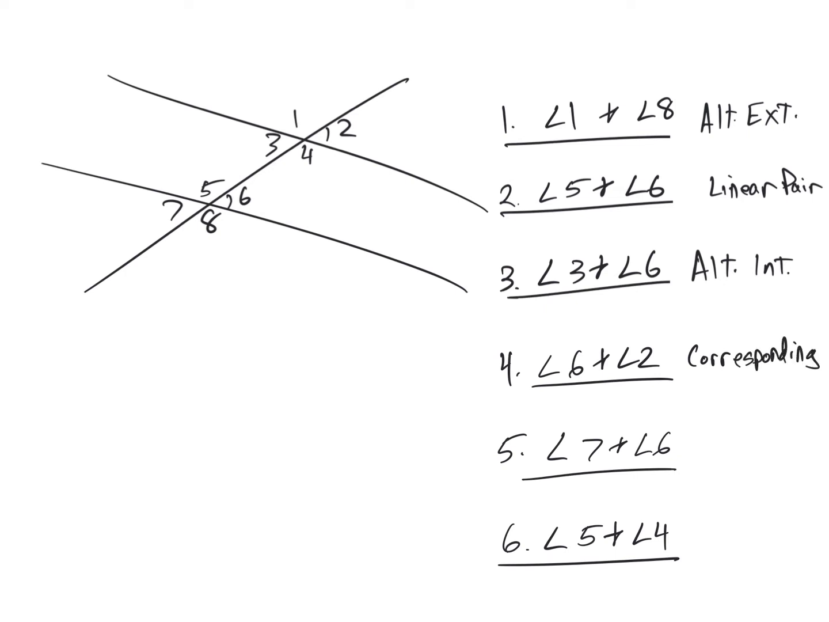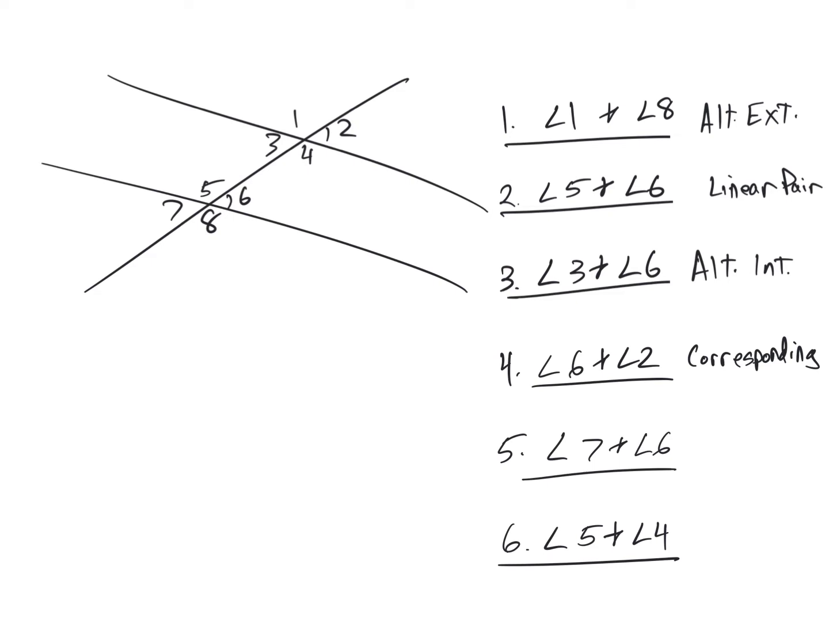Remember, the only thing that's not equal is consecutive. That's what you've got to remember when you're doing the degrees and the algebra stuff. Consecutive is the only one that adds up to 180. Everything else is equal. Linear pair is obviously adding up to 180. But of the four words, consecutive is the one that's different.